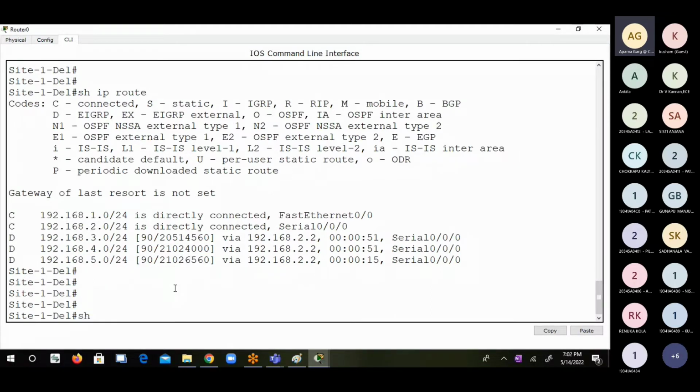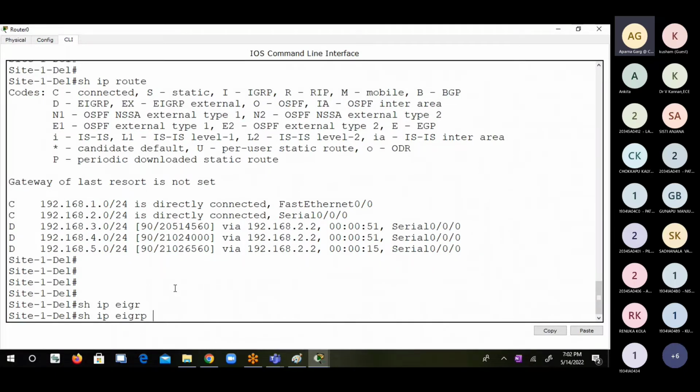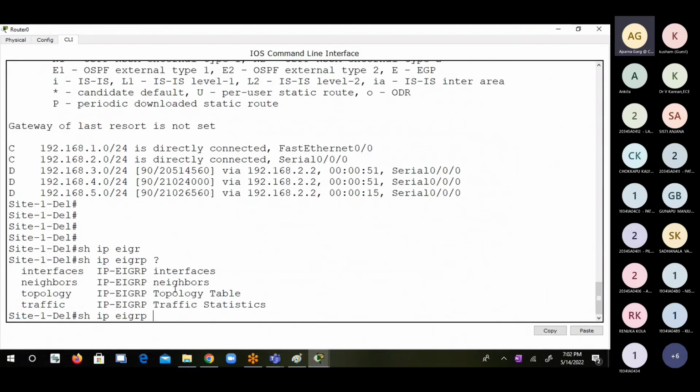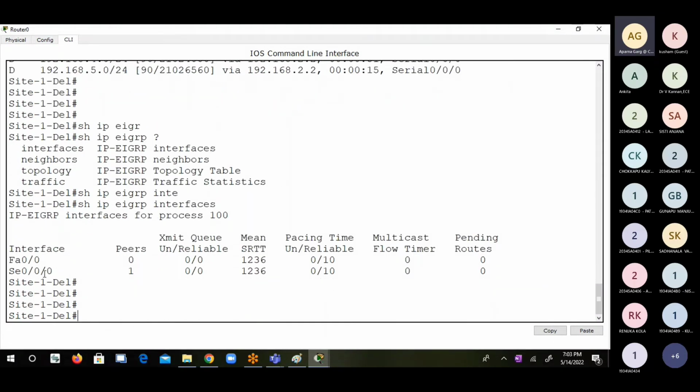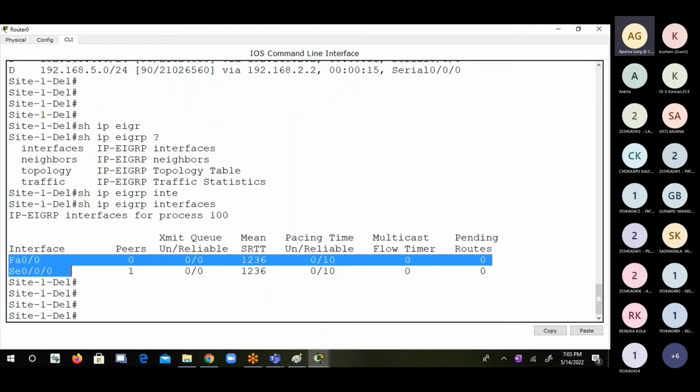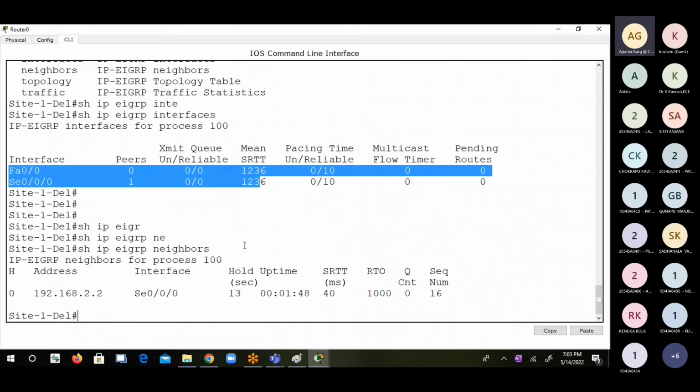How to check up the backup path? Show ip. How to check a lot of Eigrp paths? So you can put a question mark. So let's say it's been already implemented into the network and you want to see. You can say show ip eigrp interfaces. It will give you these two interfaces Eigrp is running on. Show ip eigrp neighbors. It shows my one neighbor is 2.2, which is site 2.